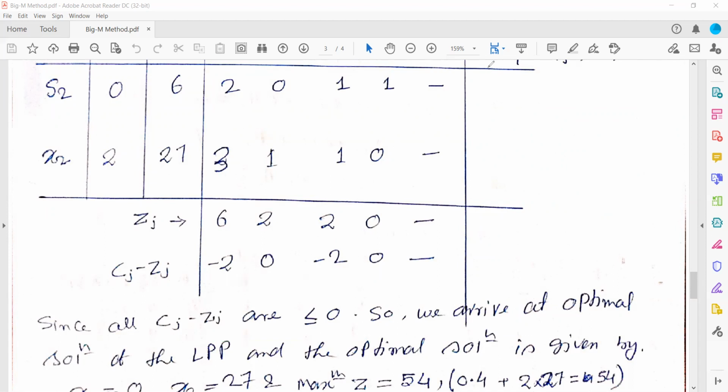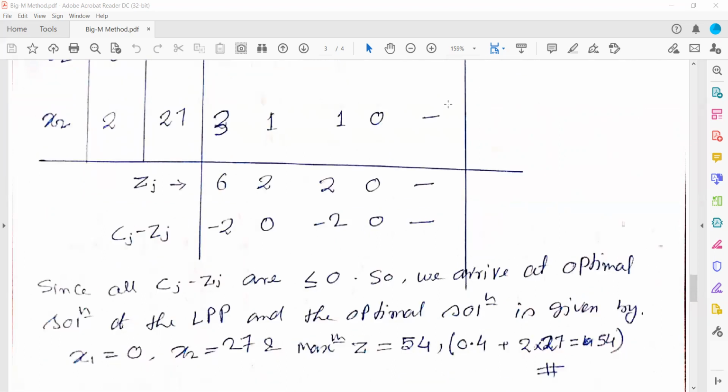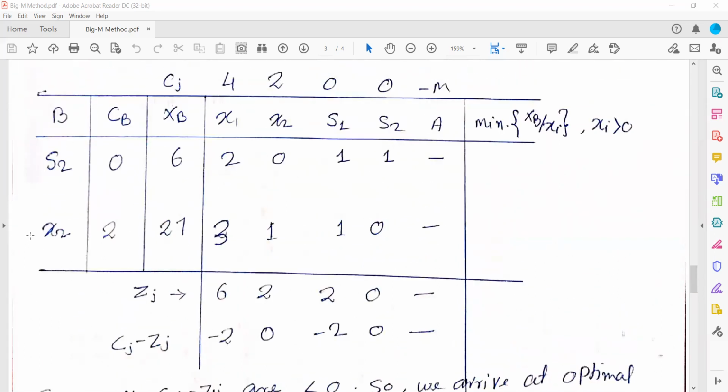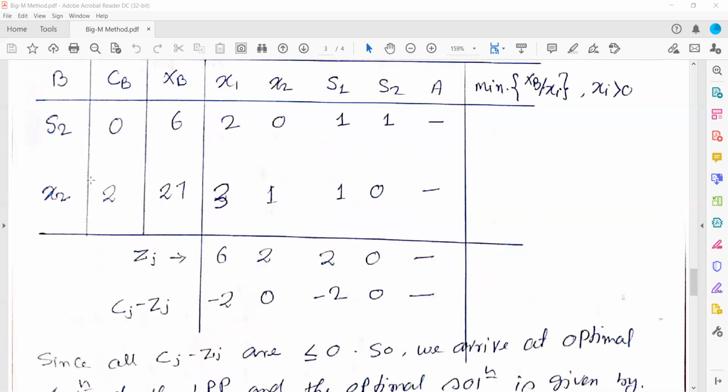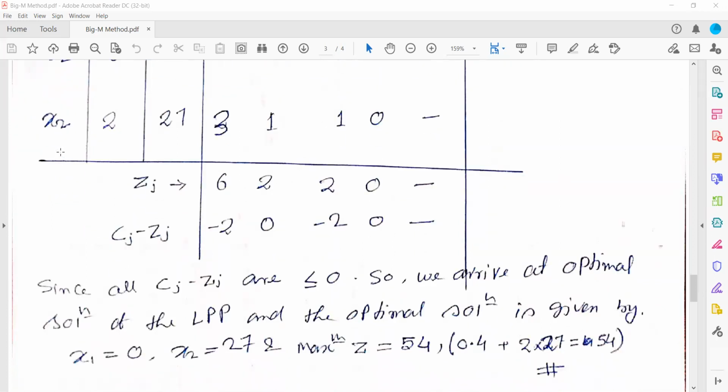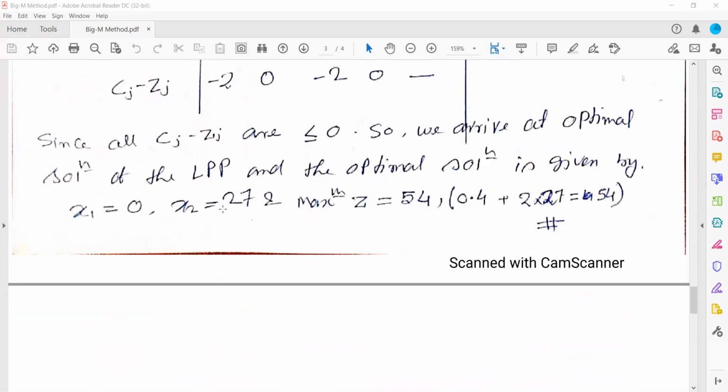Okay, and the optimal solution is given by what? Optimal solution x1 and x2. What is the x2 value? X2 is your 27. And is there x1? No x1 is there. So x1 value will be 0. Because in the basic variable column there will be x1 and x2, so we need to find the values of x1 and x2. You got x2 is 27, and there is no x1 here in the basic variable column, so x1 will be 0. So x1 will be 0 and x2 will be 27. And maximum Z, just simply put 0 and 27 there.